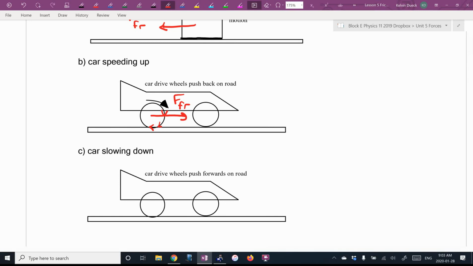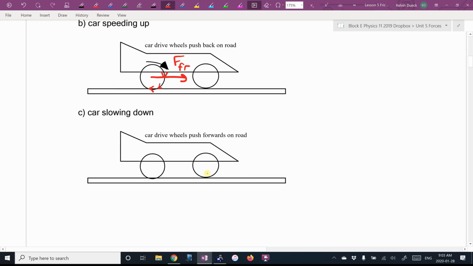When you hit the brakes, your car tires are trying to push forwards against the surface. Friction resists that motion, and that's why when you hit the brakes, friction will act that way.